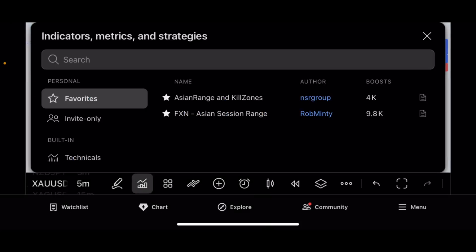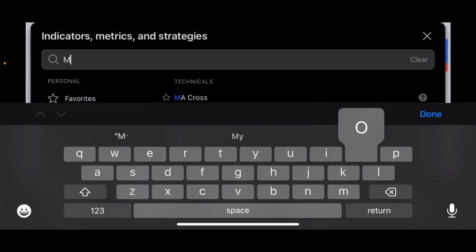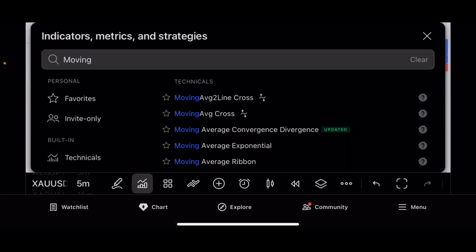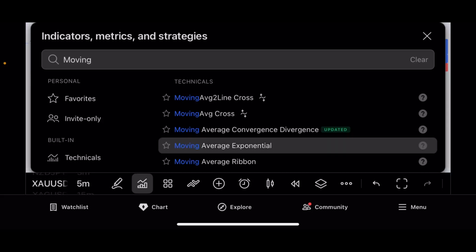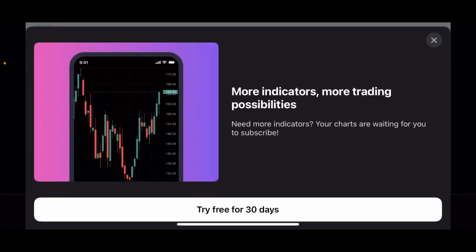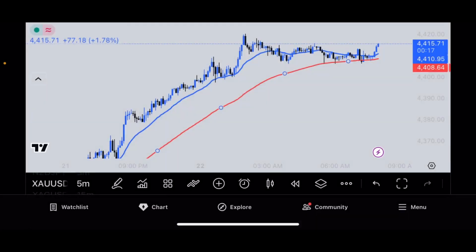So this is where the indicator is. You search for moving average. When you search for moving average, it's going to be this moving average right here, the exponential moving average. So you click on it. Then for the indicator settings, the first indicator is going to be the red one right here.